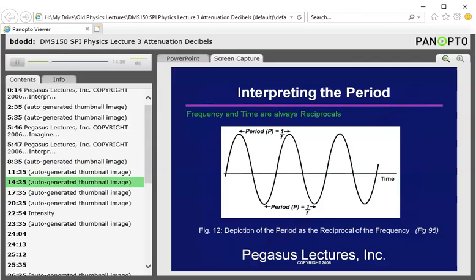This is attenuation. Absorption is a type of attenuation. Attenuation is just the loss of signal, and we give it in terms of decibels, and we call that dB. It's named after Alexander Graham Bell, so the B is always capitalized. So you get dB.